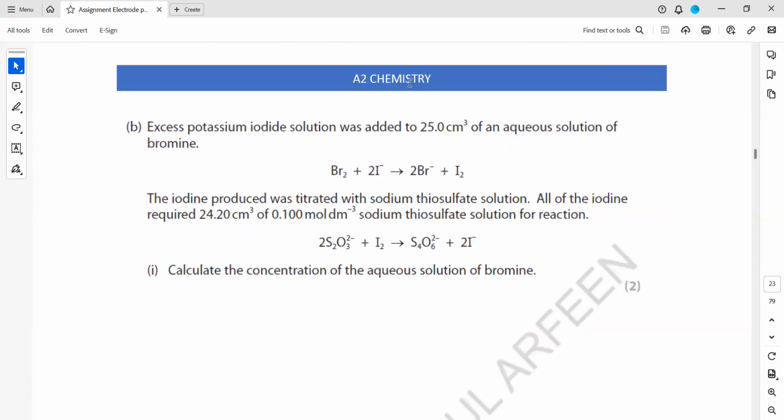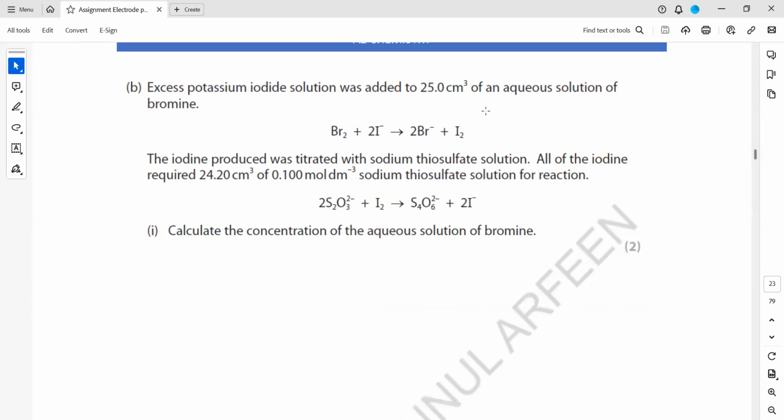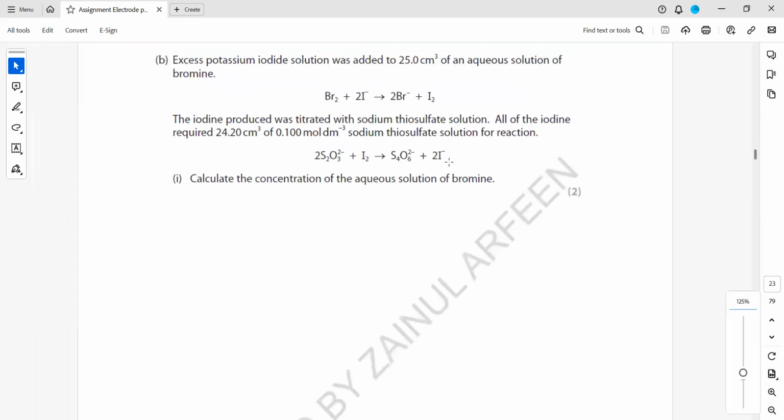In part B, potassium iodide solution was added to 25 cm cube. The iodine produced was titrated with sodium thiosulfate. All the iodine required 24.20 cm cube of sodium thiosulfate. Calculate the concentration of the solution of bromine. So first, we have the volume and concentration. We get the moles of thiosulfate. From moles of thiosulfate, we'll get the moles of iodine. And from moles of iodine, we'll get the moles of bromine. And after getting the moles of bromine, we'll divide it by the volume, so we get the concentration.